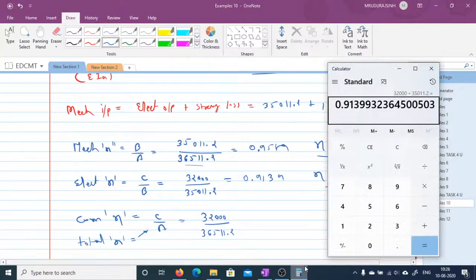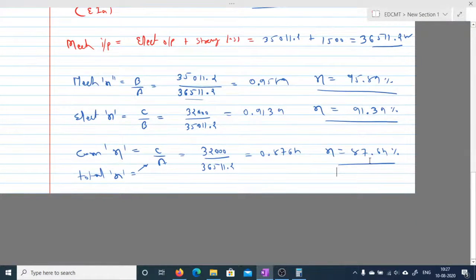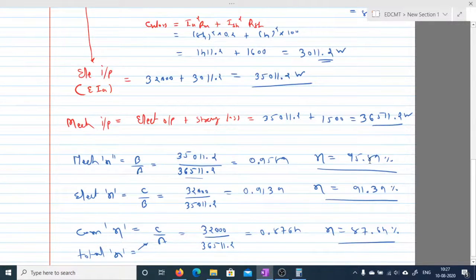36,511.2. So now let's just calculate 32,000 divided by 36,511.2 gives us 0.8764, and if we convert it into percentage, we'll get 87.64%. So this is how we can calculate the efficiency, mechanical, electrical and commercial, or total efficiency, right? So just look at this example. If you have any doubt, then you can ask me in comment section.